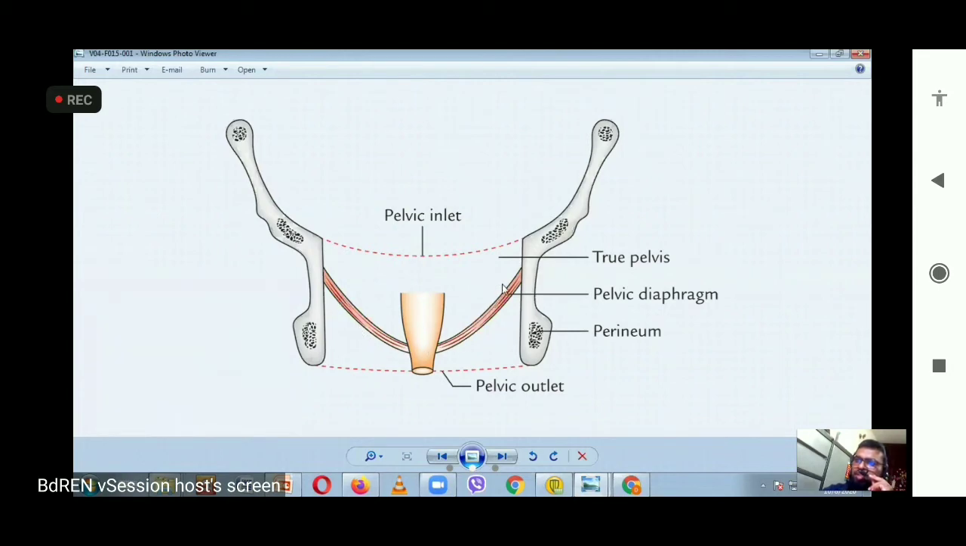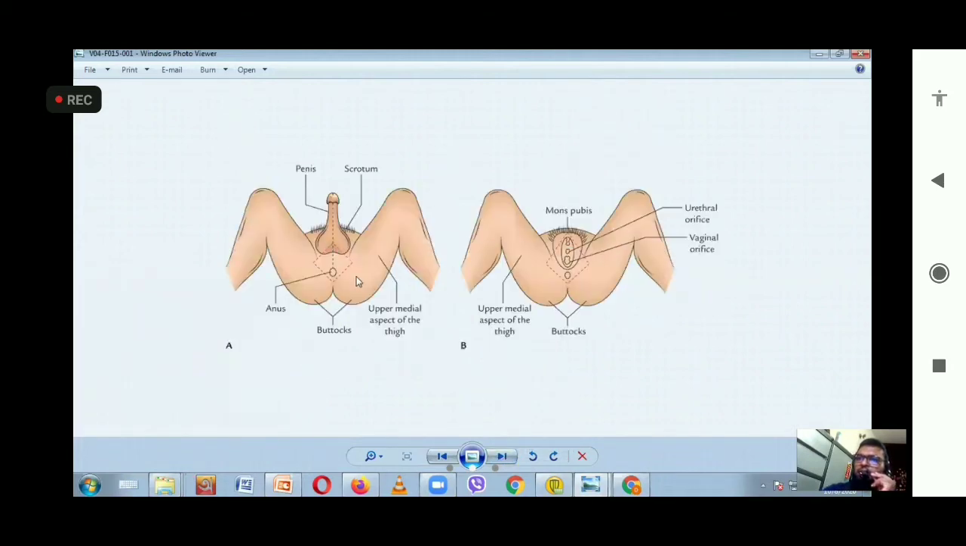This is the pelvic diaphragm, which is formed by two muscles, levator ani and coccygeus. These two muscles form this hammock. Hammock means hanging like this, a hammock-like structure, like the hammocks you see in Tom and Jerry for relaxing. So that is the thing, and this area is anatomically called the perineum.